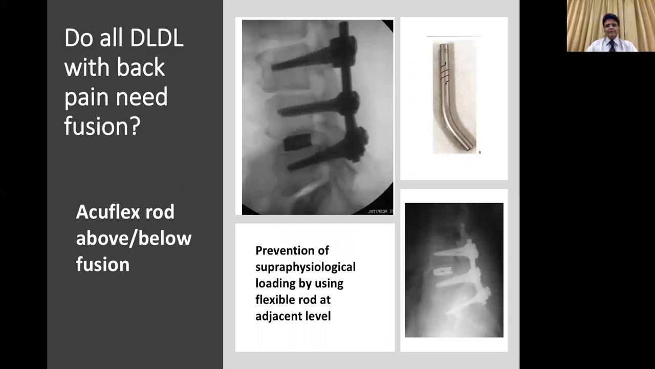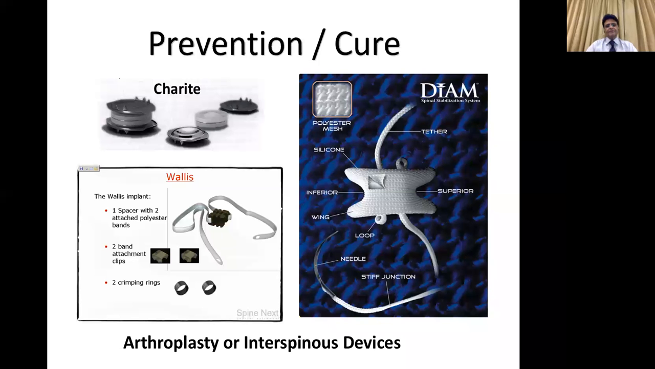So we would put in a flexible rod either above or below the fused level, where we would allow some amount of movement, but not hyper movement. Hence, we try to mimic normal physiology and allow normal function to the patient. Well, disc replacement did come for some time, was an excellent solution. I'm looking forward to it coming back again. The problems of disc arthroplasty were more access related rather than those related to the biomechanical part of the components.